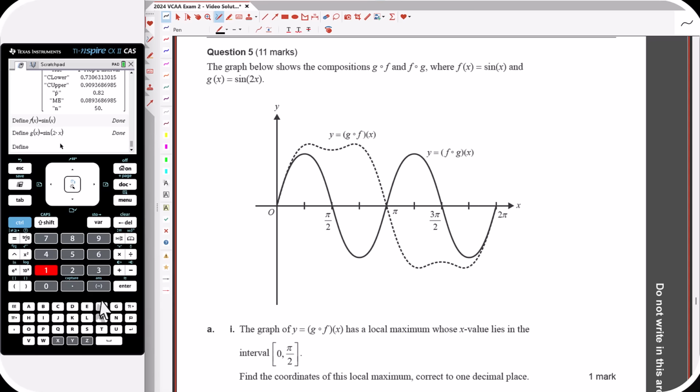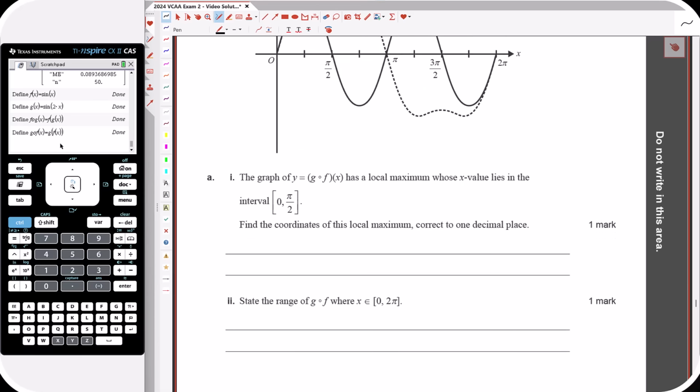Let's define f of g as being f of g, and let's define g of f as being g of f. Right, so we have everything we need. So we've got the two graphs of g of f and f of g shown below.